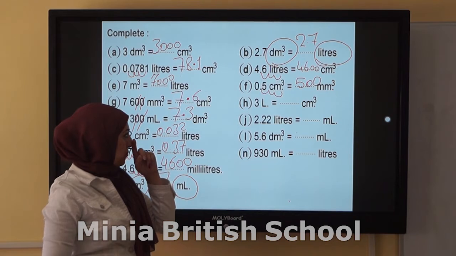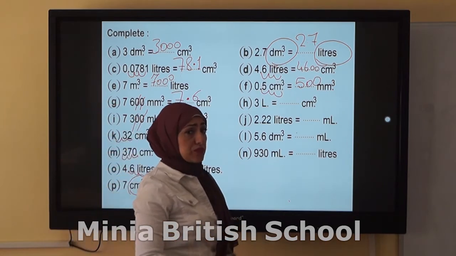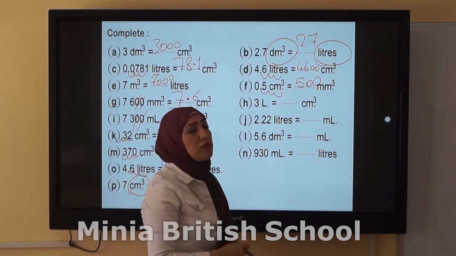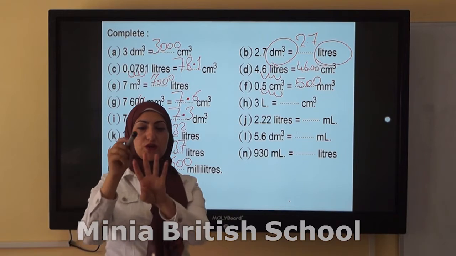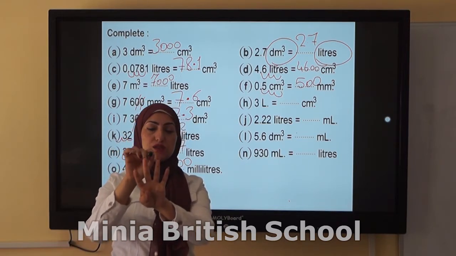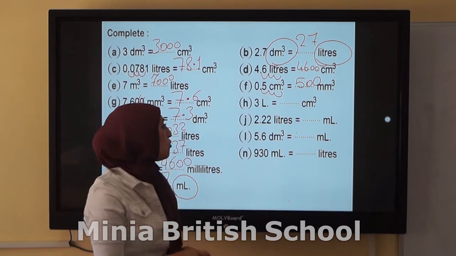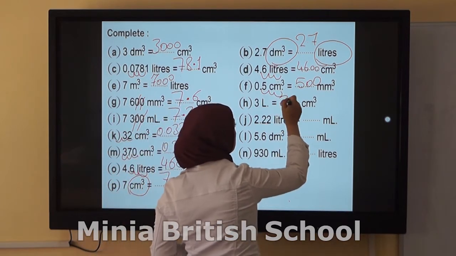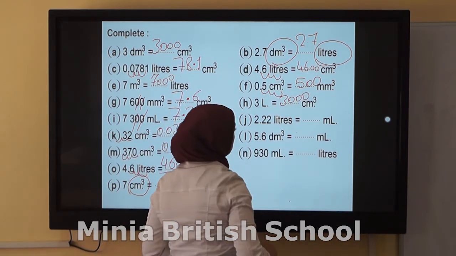Now, sorry, 3 liters equals how many cubic centimeters? From liters or cubic decimeter to cubic centimeters, so I have to multiply by 1,000. So it will be 37.